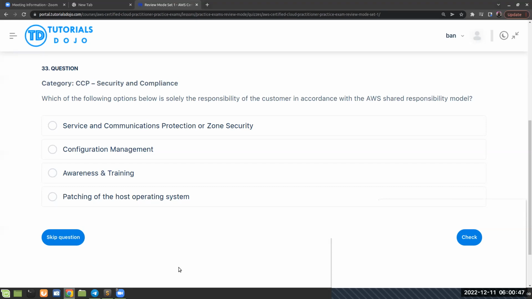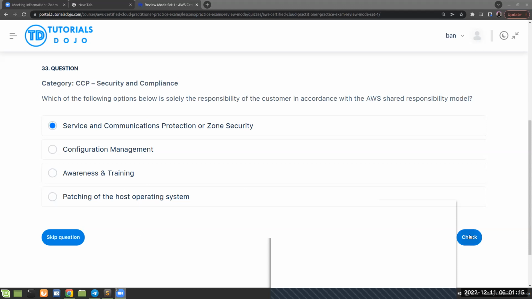I think B. Okay, B. Do you agree? A. No. Service and communication protection and zone security. Okay. So here it says A. Let's check and see, and make sure.